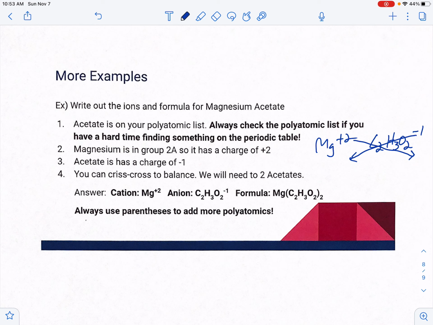So first of all, I know my cation is Mg +2, and our anion is C2H3O2 with a -1. When we put those together, if I need more polyatomics, you have to make sure that you are using your parentheses. So don't write C2H3O22, that just makes it look like you need 22 oxygens. I put that whole acetate in parentheses, and then I put a 2 on the end of it. That would be your correct balanced formula right there.